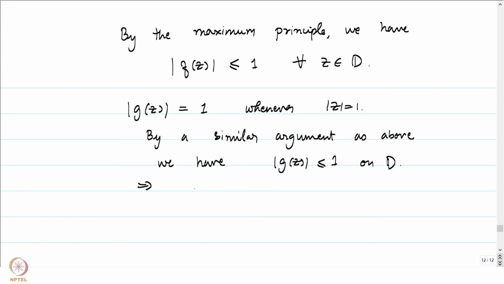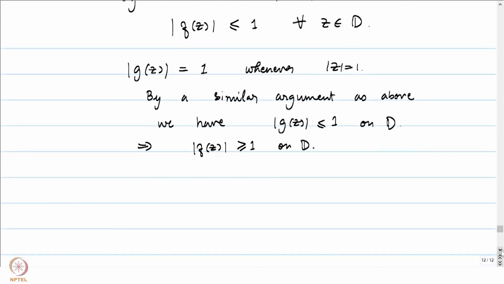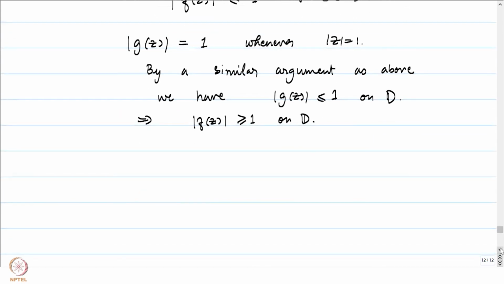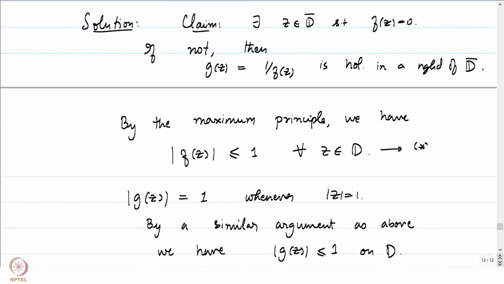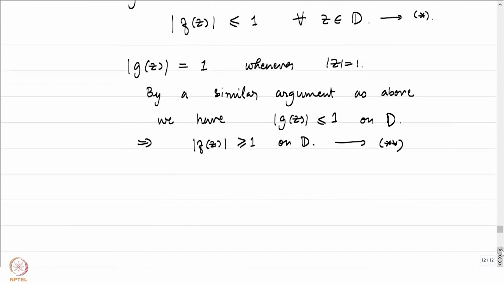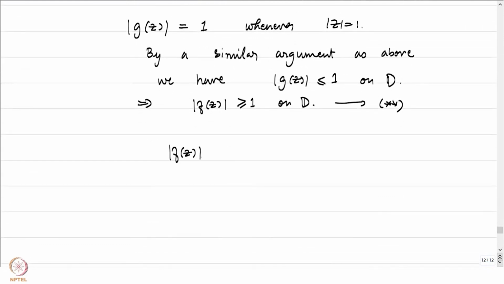But that implies that absolute value of f of z is greater than or equal to 1 on D, because f of z is exactly equal to 1 by g of z, or rather g of z is equal to 1 by f of z. Yeah, both are true. And therefore, we now have from star and star star, let me call this star star and let us call this star. We get to conclude that absolute value of f of z is equal to 1 on D, in fact on D bar, in particular on D.